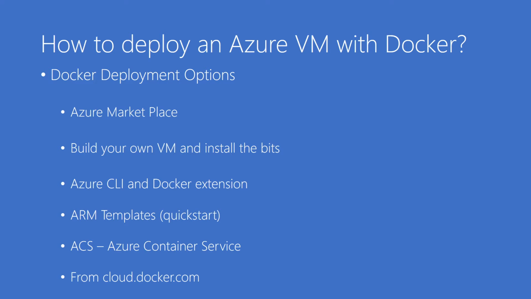There are ARM templates available to create a single virtual machine, or you can use the Azure Container Service, which will create an infrastructure of multiple Docker machines. Finally, there's an option on clouddocker.com which allows you to synchronize your Azure subscription with your docker.com subscription, and this allows you to create a virtual machine from clouddocker.com into the Azure infrastructure, and then it installs the Docker engine and allows you to push containers and applications into that virtual machine.